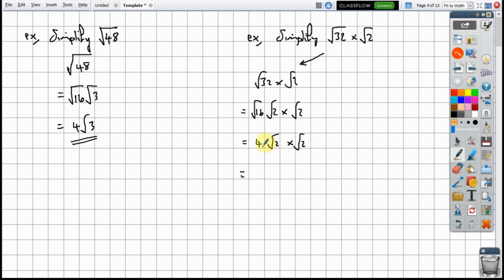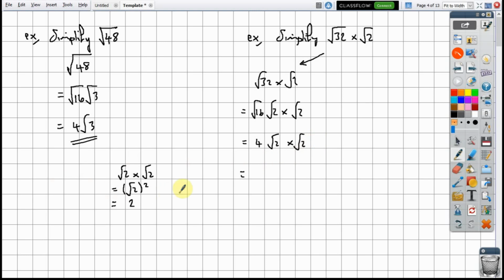Now, 4, fair enough, times root 2 times root 2. What is root 2 times root 2? Well, there's different ways of thinking about it. Just make a few notes over here. Root 2 times root 2 is the same thing as root 2 squared. You're multiplying it by itself. And the square and the square root are opposites, and they knock each other out. And so this just becomes 2. So what we have here is 4 times 2. That is one way of thinking about it.